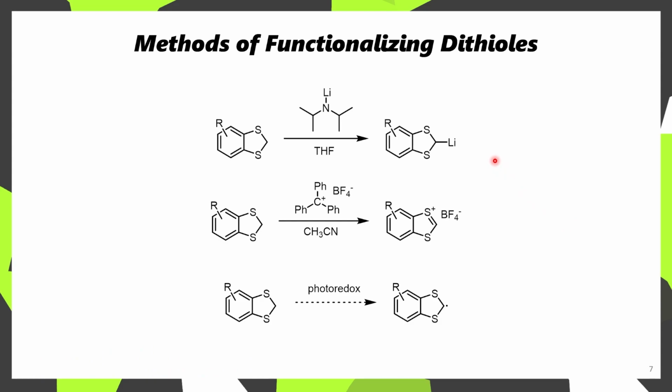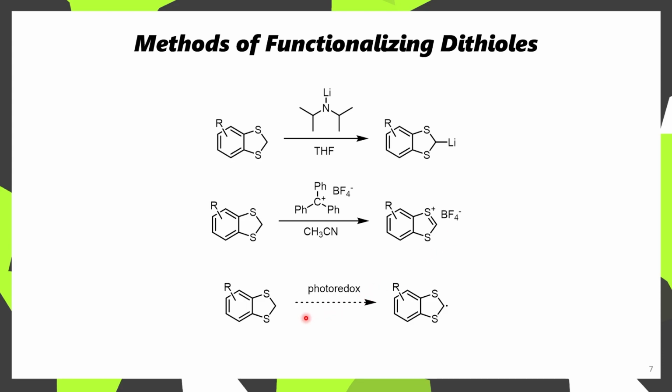Earlier I was saying you can add all sorts of nucleophiles, electrophiles, and so on to this. Well, it's possible to lithiate this position with LDA, giving you this lithio species which can then be treated with an electrophile. Alternatively, if you wanted to make a carbocation there, all you have to do is treat it with trityl tetrafluoroborate, and this abstracts a hydride, releasing triphenylmethane as a byproduct. This reaction works quite well, and I've tried it myself many times.